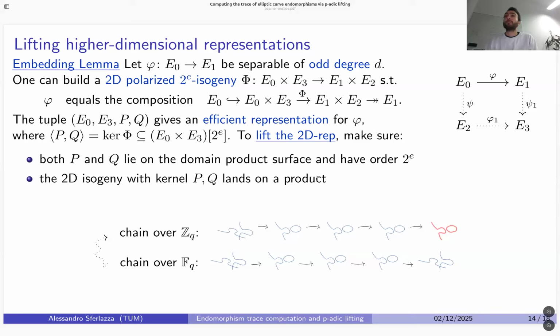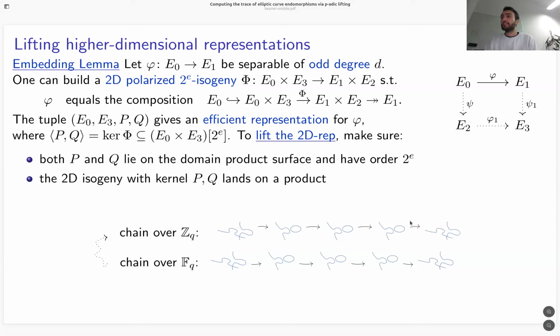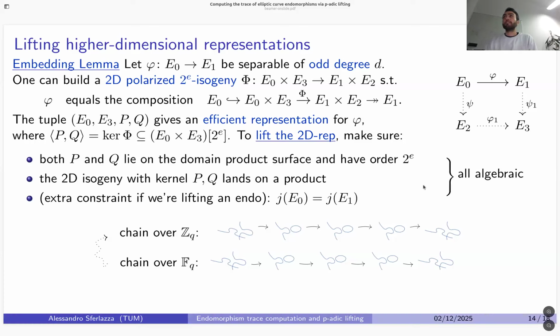So that's another constraint we need to impose. We need to make explicitly sure that the final thing splits again, because then we can recognize some lift of E1. And what else do we need to lift? Well, if E0 and E1 are the same curve, that is, if we're lifting an endomorphism, we also want to make sure that these two things in the end are at least isomorphic.